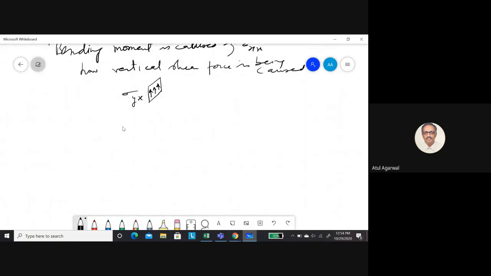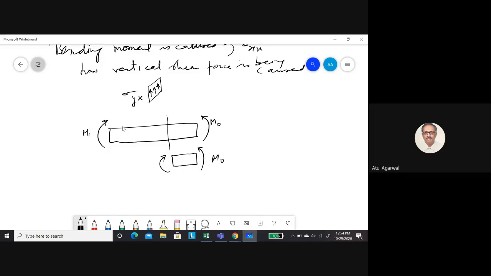Now you see this. When you had pure bending, I told you to take any cross section. There is only an opposing moment to this. So there is no shear stress. So you say shear stress is zero. Okay. Now we have got this situation where we have got this load P.